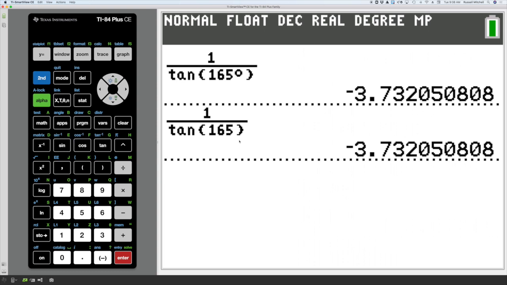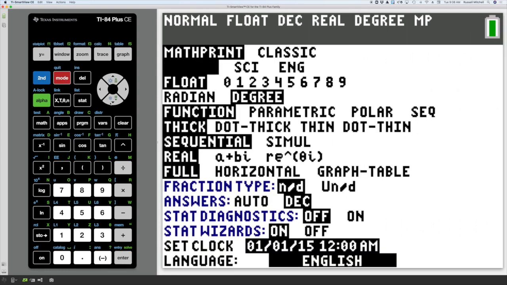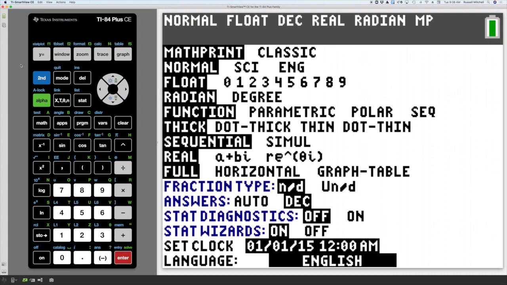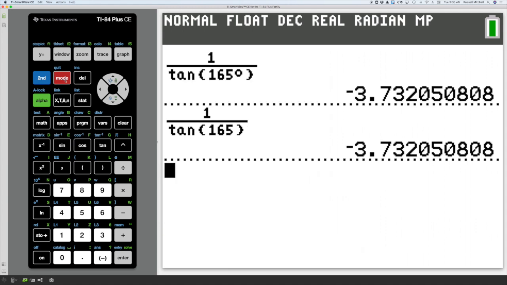So cosecant of negative 1. Okay, so I need to be back in radian mode, okay? So there's no way to override degree mode and make it radian, okay? So we need to go back and put it in radian mode. I would rather you keep it in radian mode, okay? Because that's how most of the things are done in future math classes, okay?